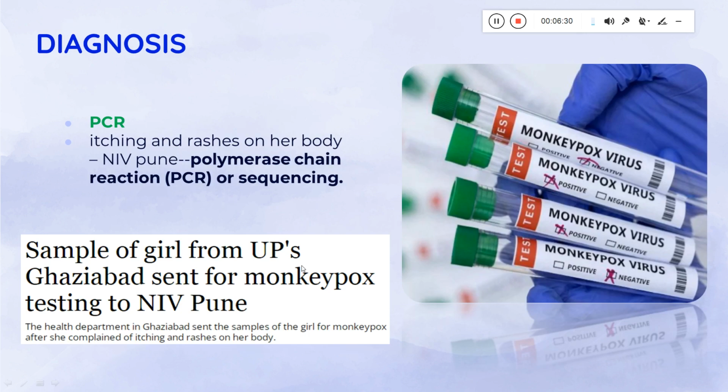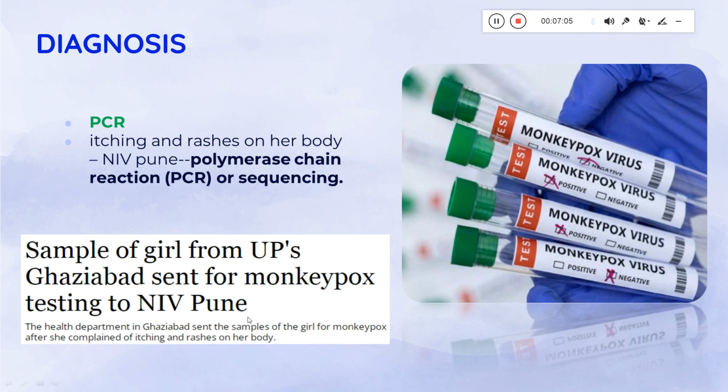So coming to the diagnostic options, we have the main gold standard, that is the PCR, the polymerase chain reaction. This will be used for sequencing. NIV Pune has recently been designated as the nodal laboratory for monkeypox virus testing in India. These labs will help by doing this PCR to tell us if the virus seen in that sample is monkeypox or not.